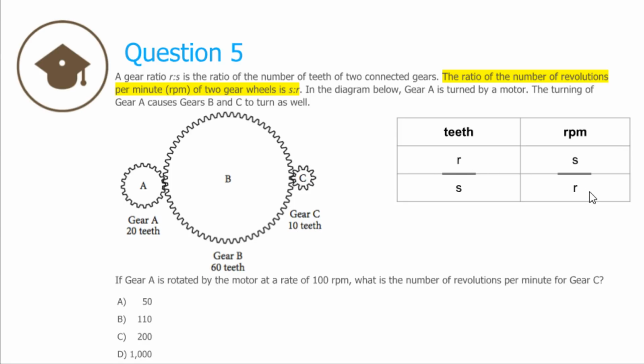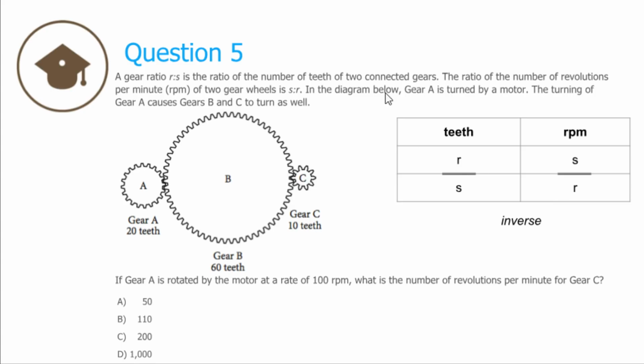So this R is the same as this R, and this S is the same as this S, which means that these two are inverses. So if the ratio of teeth is 1 to 2, the ratio of RPMs is going to be 2 to 1. If this is 1 million to 57, this is going to be 57 to 1 million. Again, plugging in some numbers to try to understand this a little bit better.